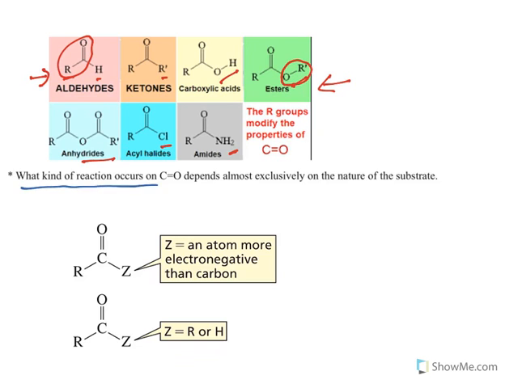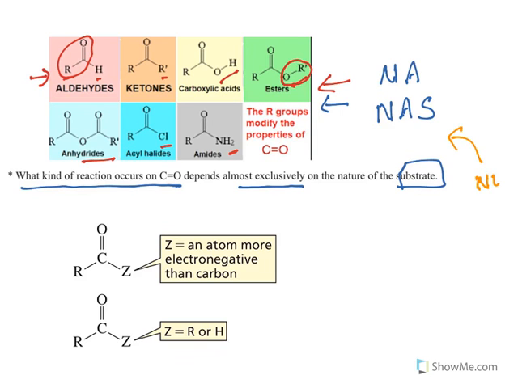See, what kind of reaction occurs on a carbonyl depends almost exclusively on the nature of the substrate. What does it indicate? These are all substrates for the reactions, and this substrate will decide whether the reaction is nucleophilic addition or nucleophilic acyl substitution. It is not the reagent which is coming and attacking. Usually it is a nucleophile. This will not decide. What is deciding the reaction pathway?